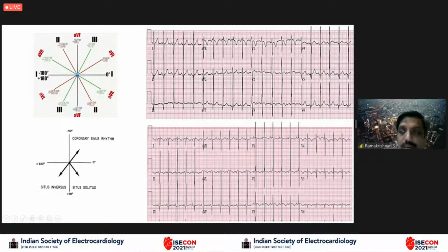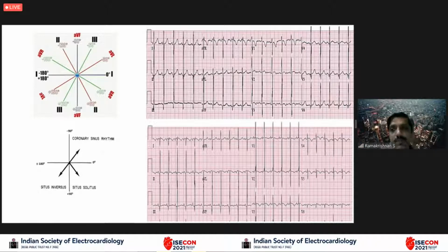Whereas if you have a coronary sinus rhythm, the opposite will happen. For example, it will be positive in lead 1, positive in AVL, negative in AVF, and negative in AVR. It is going away from AVF and AVR, so it will be negative in both of them.